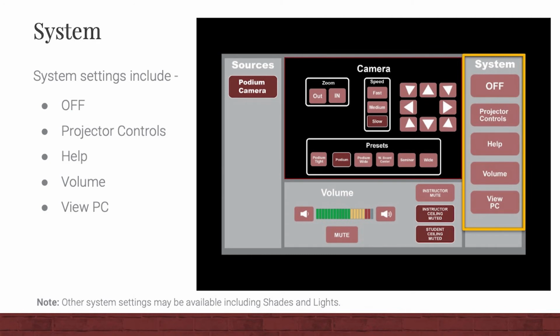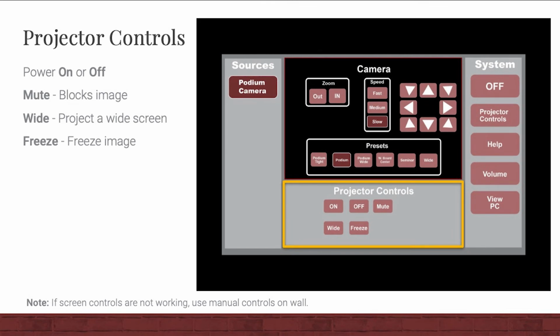Now moving on to System. System includes access to all settings. Settings include Off, Projector Controls, Help, Volume, and View PC. We will cover Off later in the presentation, so now we will continue to Projector Controls. Here, you can turn the projector on and off, change the width of the projection on the projector screen, freeze the projected image while you make changes on the computer, and block the image from the projector with mute.